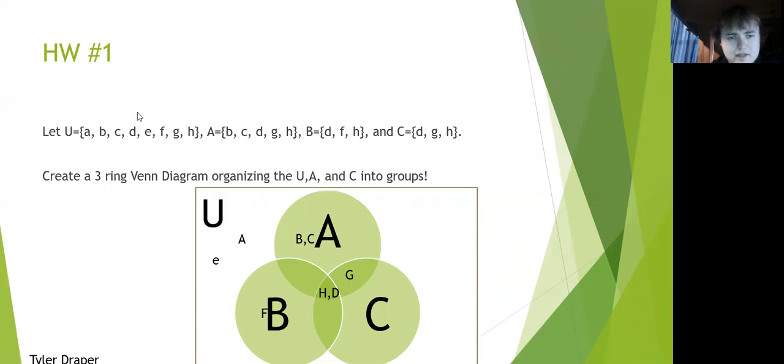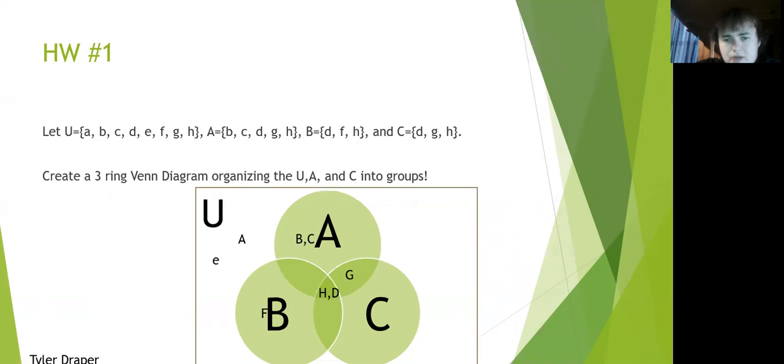D, let's see, D is shared by A, B, C, and U, so that'll be in the very middle here. We see this area right in here of the actual 3 rings, or here is where they all share. These are where 2 share, and this is where none of them share unless they're a part of U as well. Okay, so that was D.